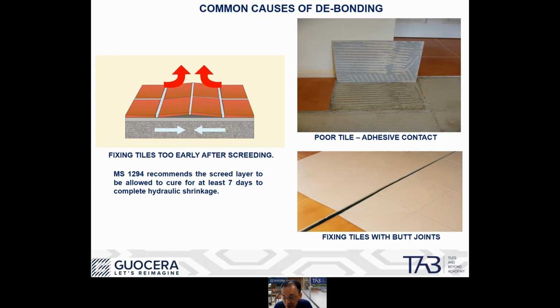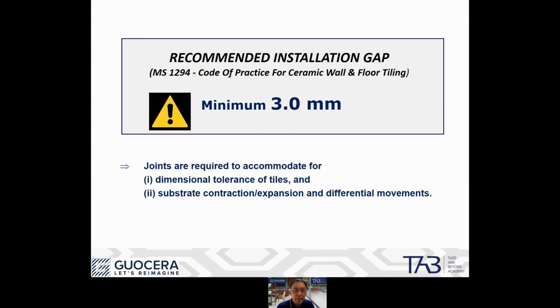Now, then there is the fixing tiles with butt joints. Quite a common, I would say, quite a common problem here. Yeah, I've seen many areas, especially areas which are exposed to sun, where the tiles are installed with basically butt joints. Yeah, so fixing tiles with butt joints is not recommended. Yeah. So the next question would be, what would be the recommended tiling gap? Okay, we go to right.